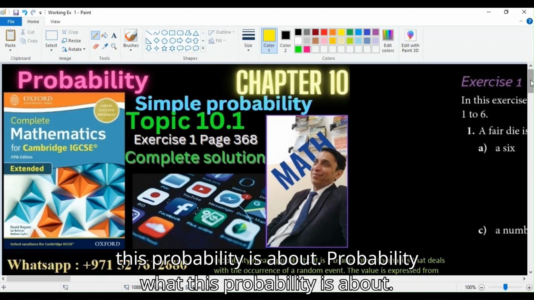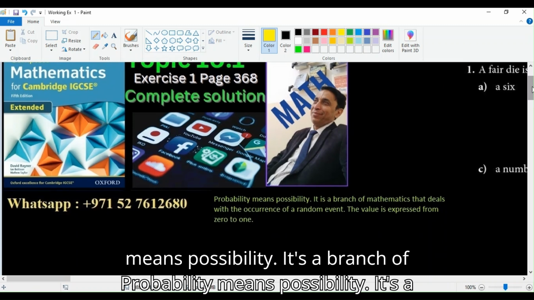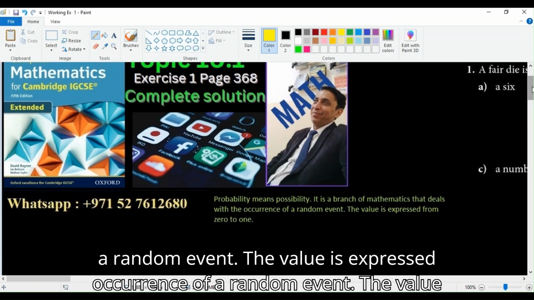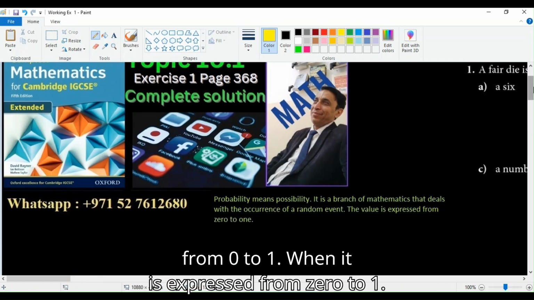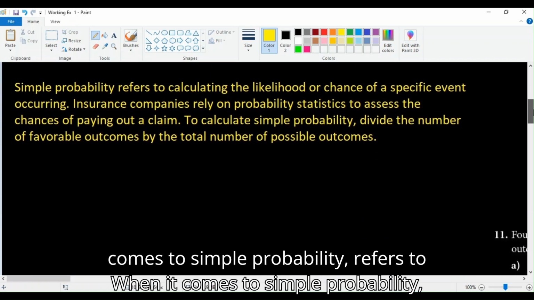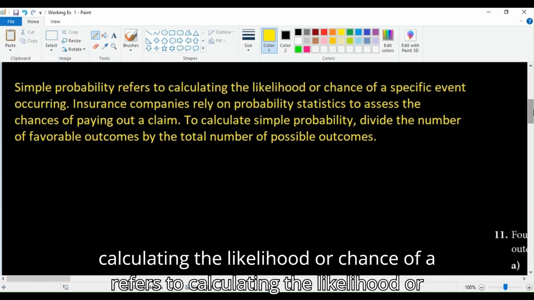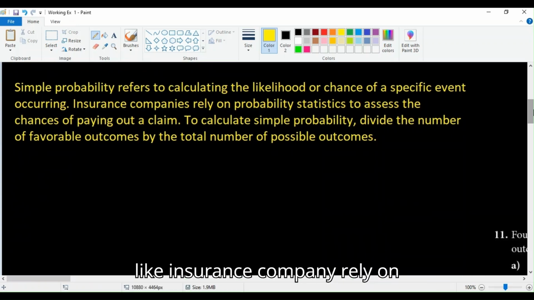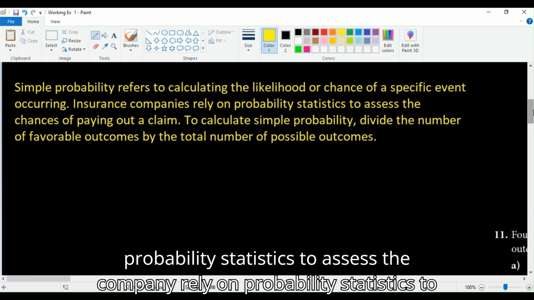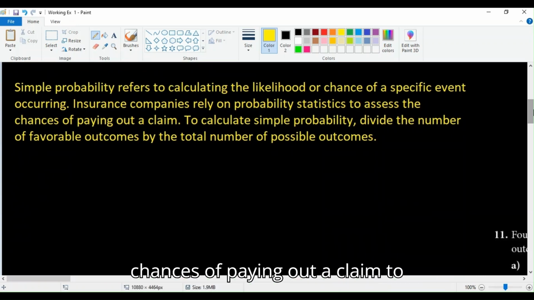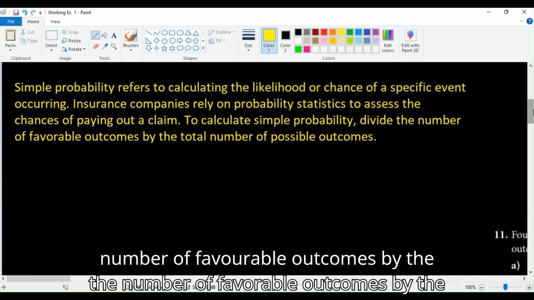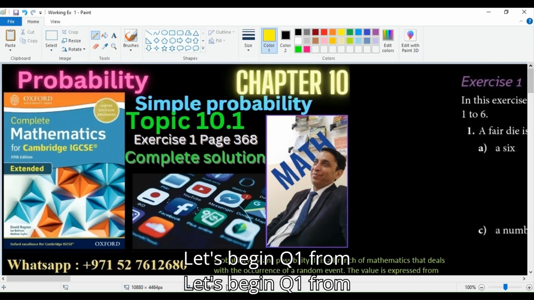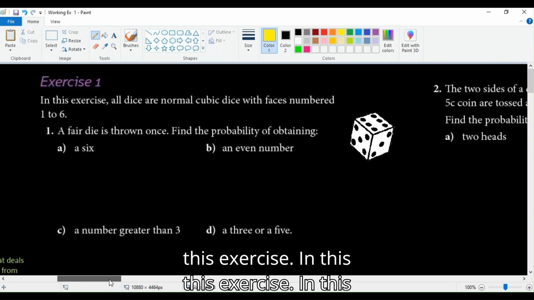Let's discuss what probability is about. Probability means possibility. It's a branch of mathematics that deals with the occurrence of a random event. The value is expressed from 0 to 1. Simple probability refers to calculating the likelihood or chance of a specific event occurring, like insurance companies rely on probability statistics to assess the chances of paying out a claim. To calculate simple probability, divide the number of favorable outcomes by the total number of possible outcomes. Let's begin question number 1 from this exercise.